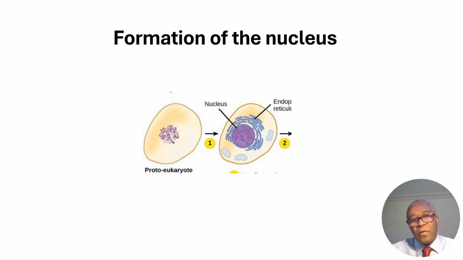So in the theory, we'll go back to the endosymbiotic theory of Professor Lynn Margulis. So invagination of the membrane and folding of the membranes will form the nucleus, and it will form also the endoplasmic reticulum. So we have the cell now from a non-nucleated cell to a nucleated cell.